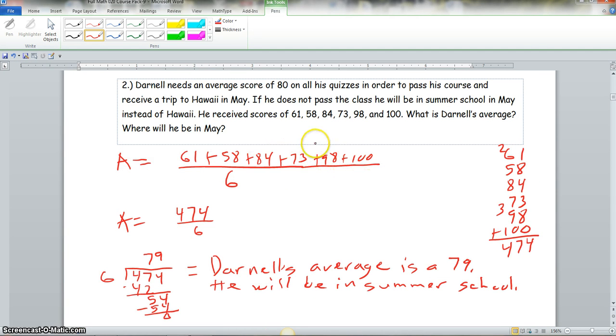Now this is the last problem of this section. Now we have Darnell who needs an average score of 80. He received these scores here. We got 61, 58, 84, 73, 98, and 100. So we have 6 scores here, so we know we're going to divide this by 6 after adding all of these values. I showed the addition here, which you could do at your leisure, and that will give you 474. So the average is 474 divided by 6. So I took 6 into 474, and it gave an average of 79. So Darnell's average is a 79. And it asks, where will he be in May? He will be in summer school in May. And that is it.